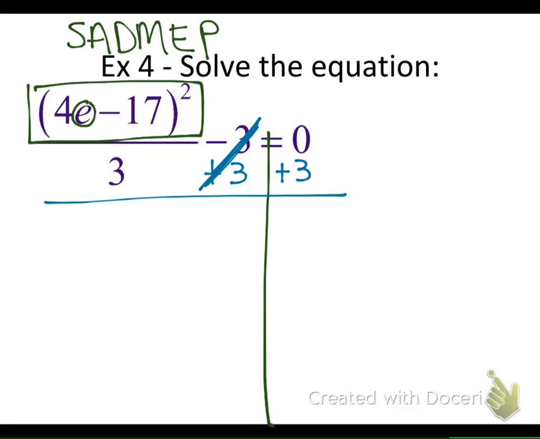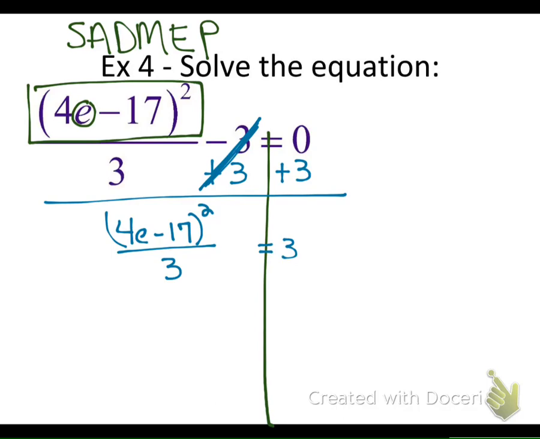So then I'm going to just bring down what I have up above so I don't forget. So I have 4e minus 17. That's still in parentheses. That's still squared. Divided by 3. And then on my right side, I'm going to take 0 plus 3 to get what, Kaylin? It's 3. Good.